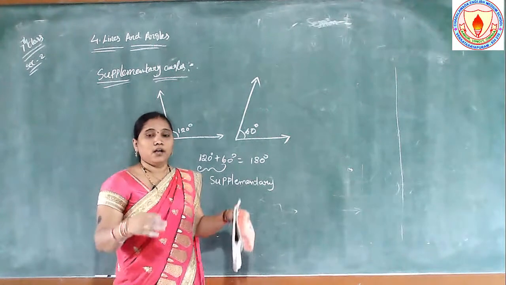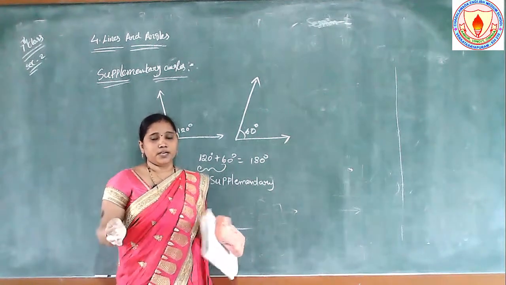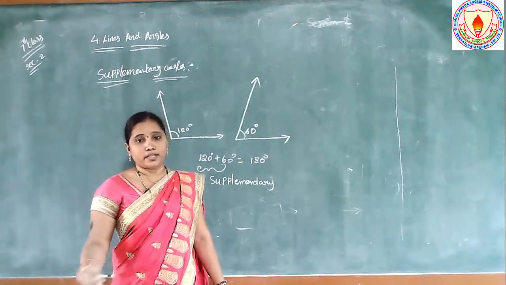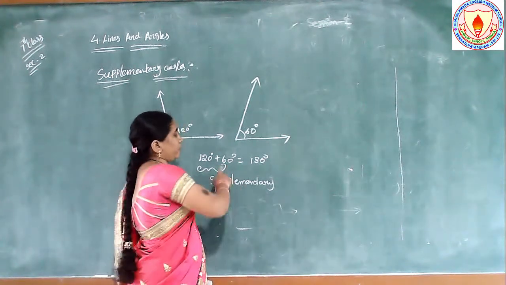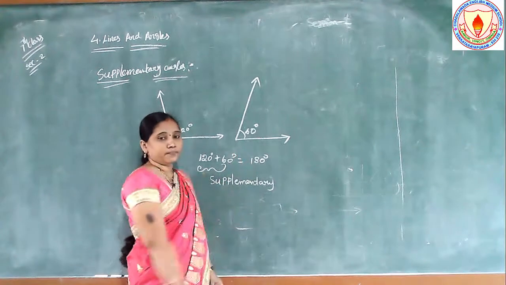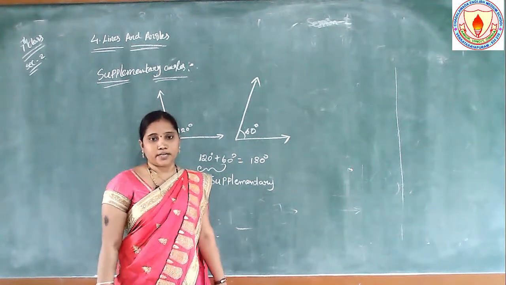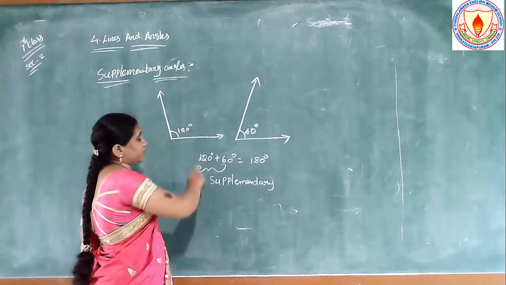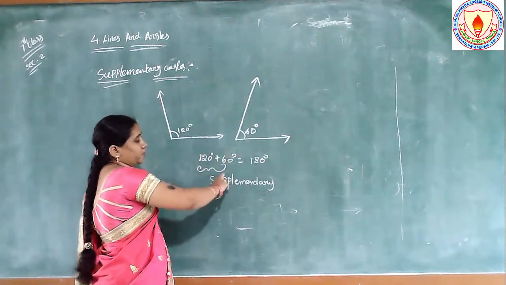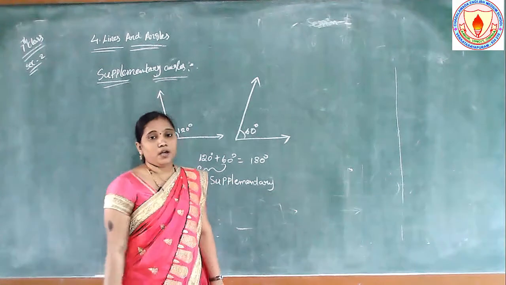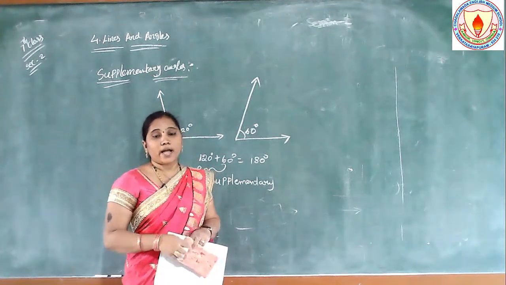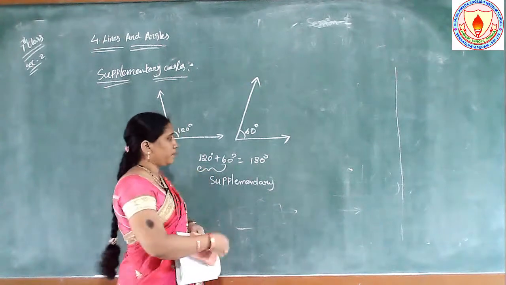It is the reverse of complementary. Complementary means the total should be 90 degrees, and supplementary means the total should be 180 degrees. So how can we identify supplementary angles? When we take two angles and the total is 180 degrees, that is called a supplementary angle. To form supplementary angles, the total of the two angles should be 180 degrees. If you get 180 degrees, the two angles are supplementary angles.